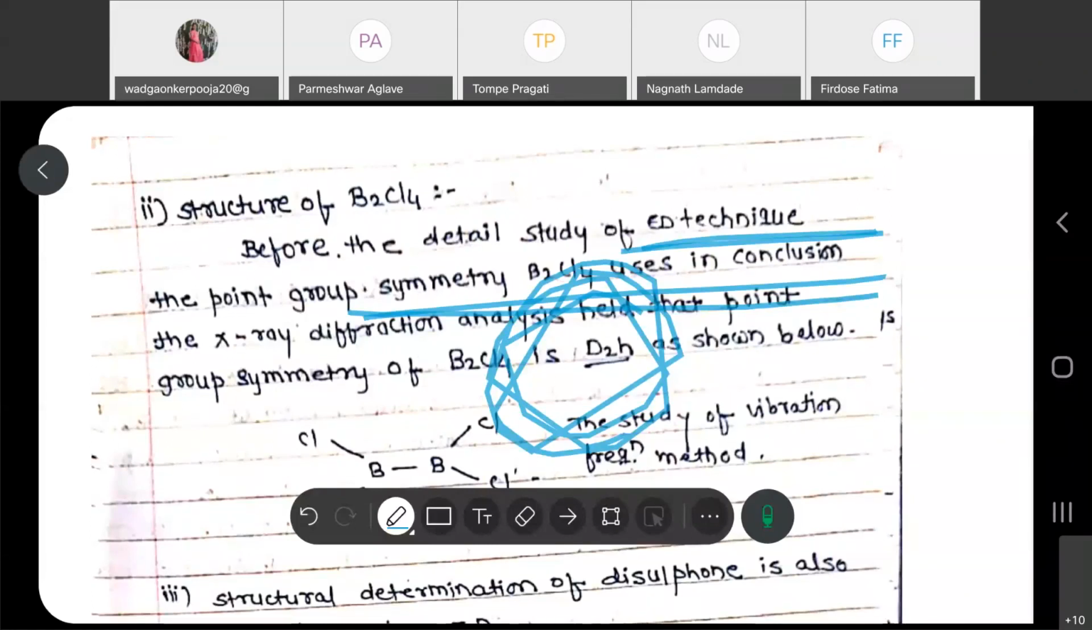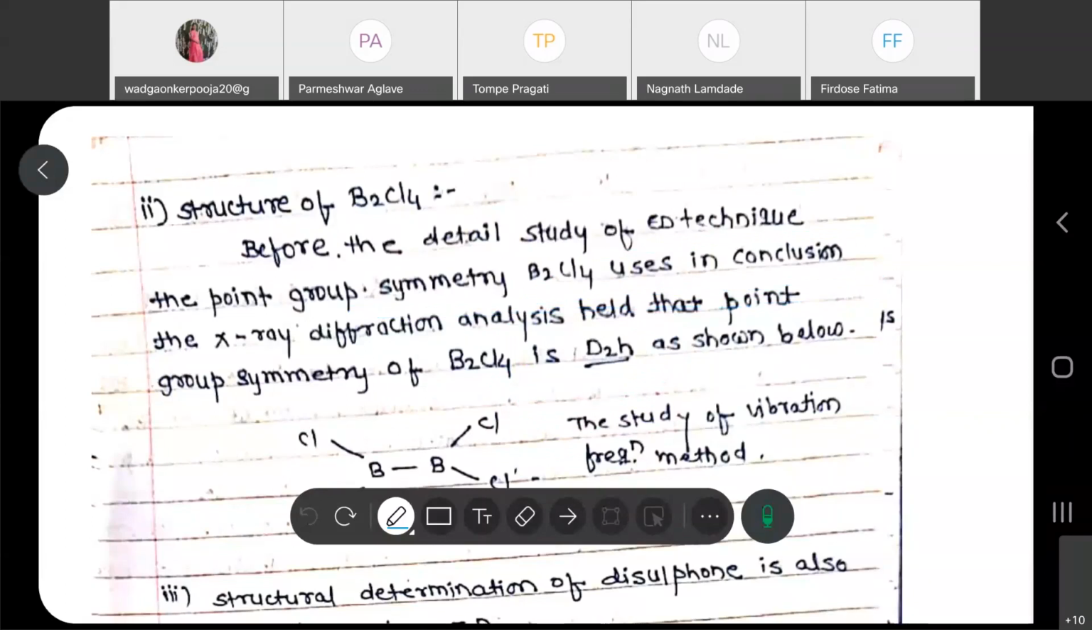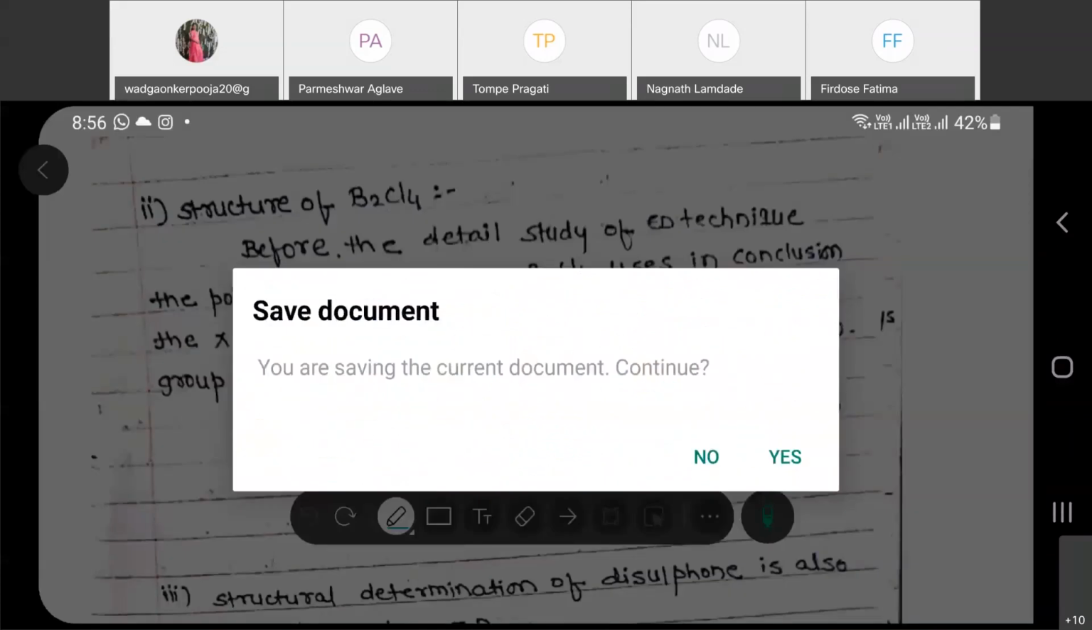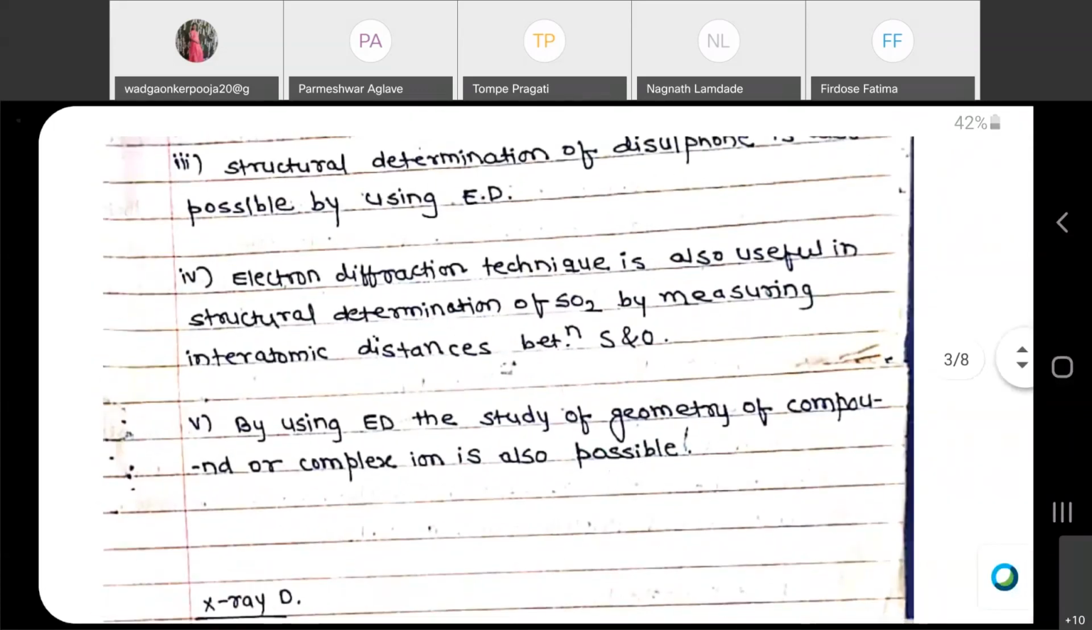Are you guys clear up to this? If yes, then please tell me, and then I can go for the next point. Yes, ma'am. Clear. Okay, thank you so much for informing me.